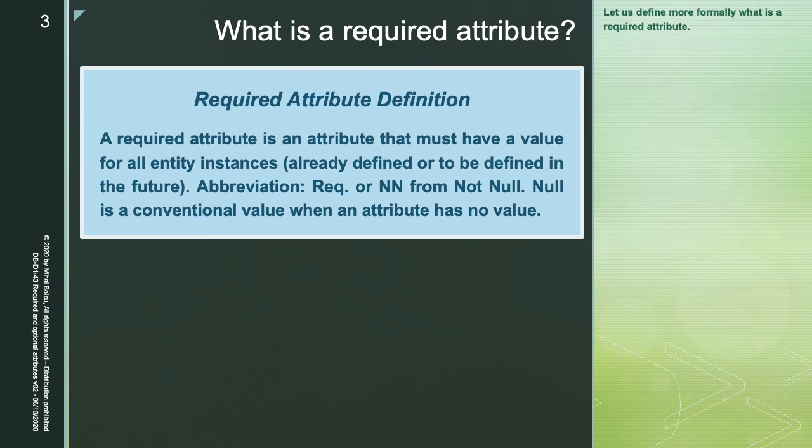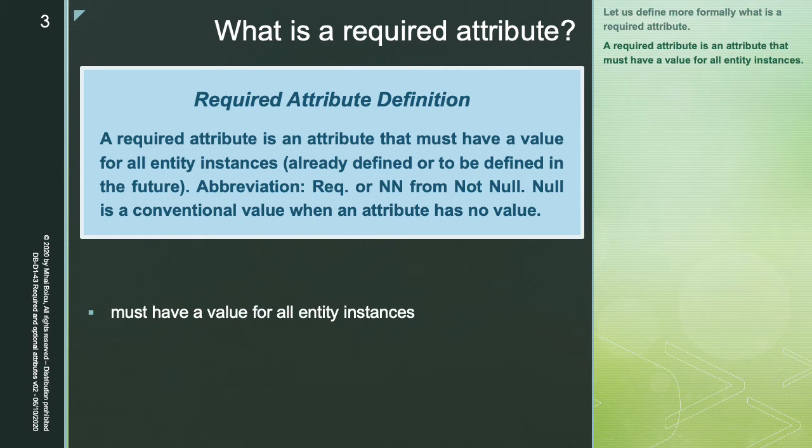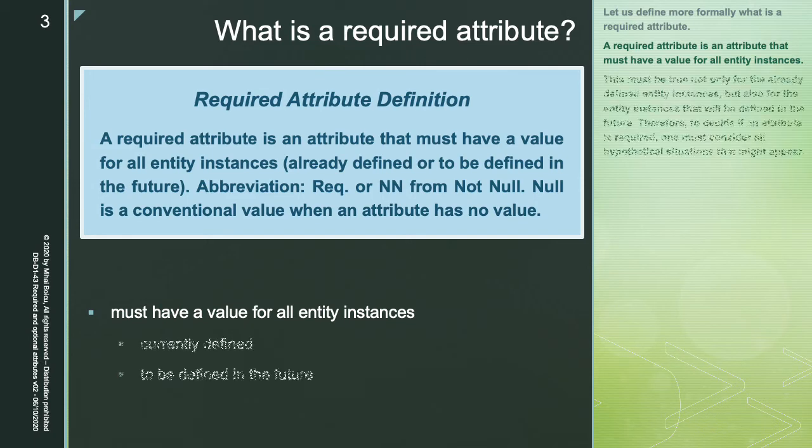Let us define more formally what a required attribute is. A required attribute is an attribute that must have a value for all entity instances. This must be true not only for the already defined entity instances, but also for the entity instances that will be defined in the future. Therefore, to decide if an attribute is required, one must consider all hypothetical situations that might appear.